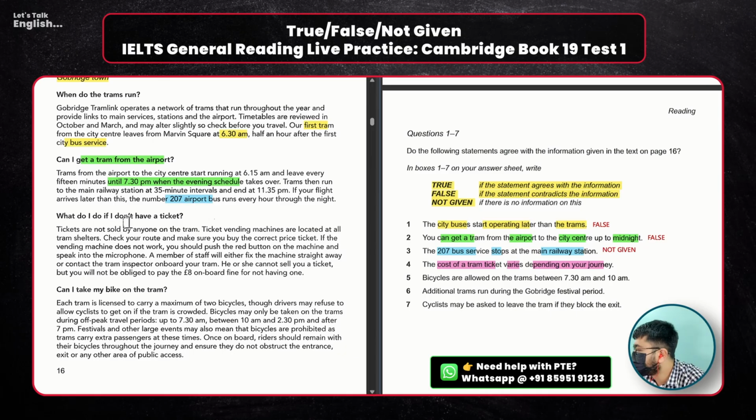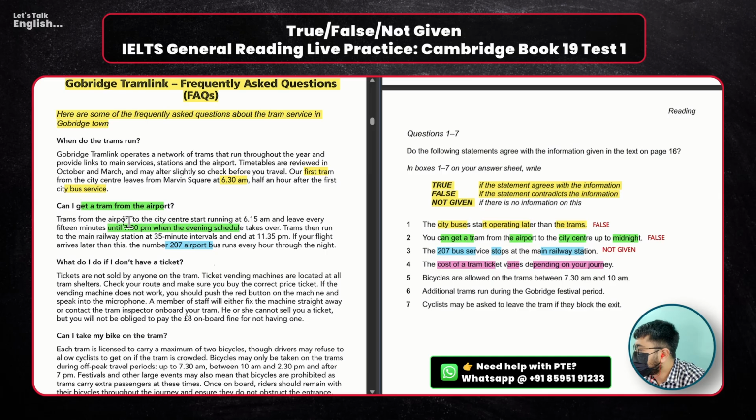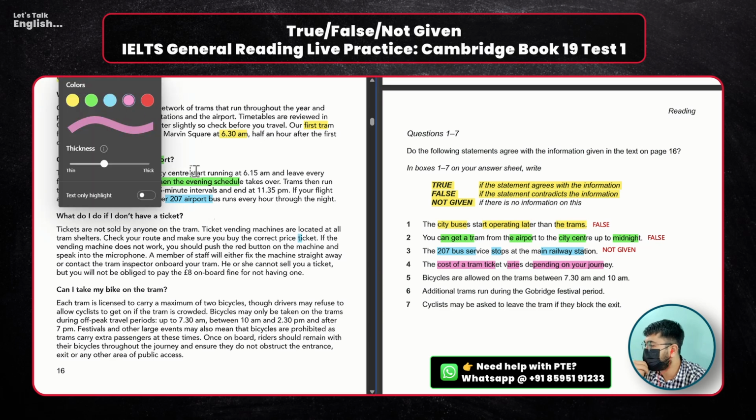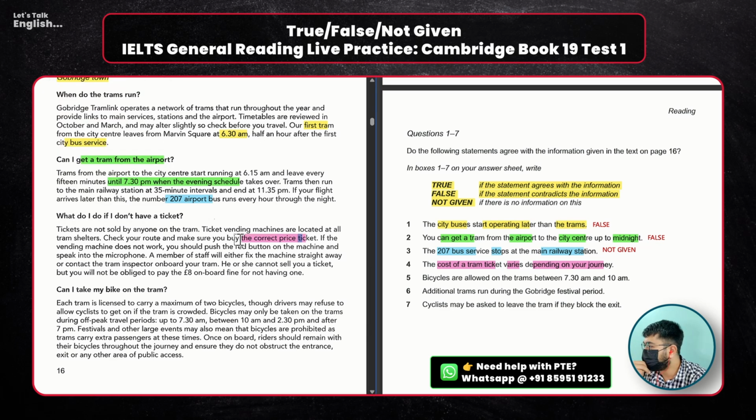Tickets. Acha, true, false, not given, yes, no, not given. They are all in a sequential order, so I think you might be able to get why I'm not scrolling back. Okay. Tickets are not sold by ticket vending machines. Are located at all tram shelters. Check your route and make sure. Okay, price की बात तो आ गई. But does it talk about anything else? No, it does not talk about anything else.